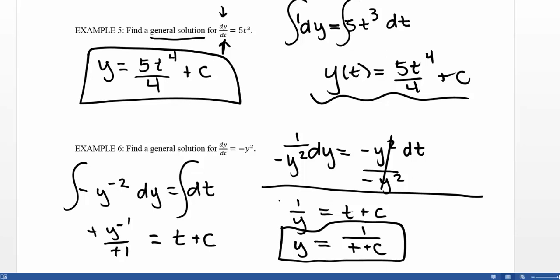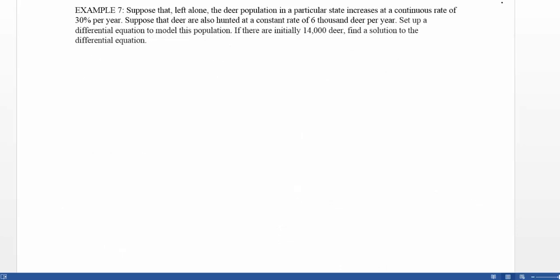Let's look at another problem. Example 7. Suppose that left alone, the deer population in a particular state increases at a continuous rate of 30% per year. Suppose that deer are also hunted at a constant rate of 6,000 deer per year. Set up a differential equation to model this population. If there are initially 14,000 deer, find a solution to the differential equation.